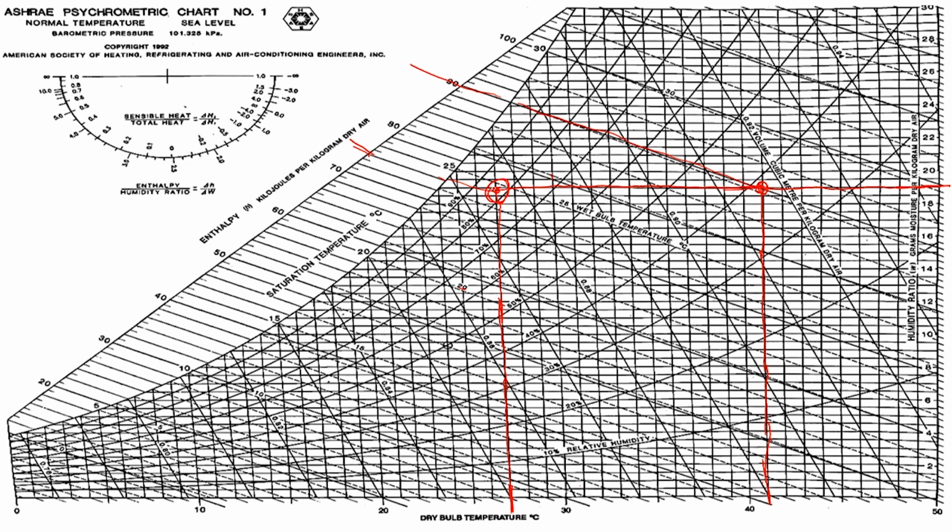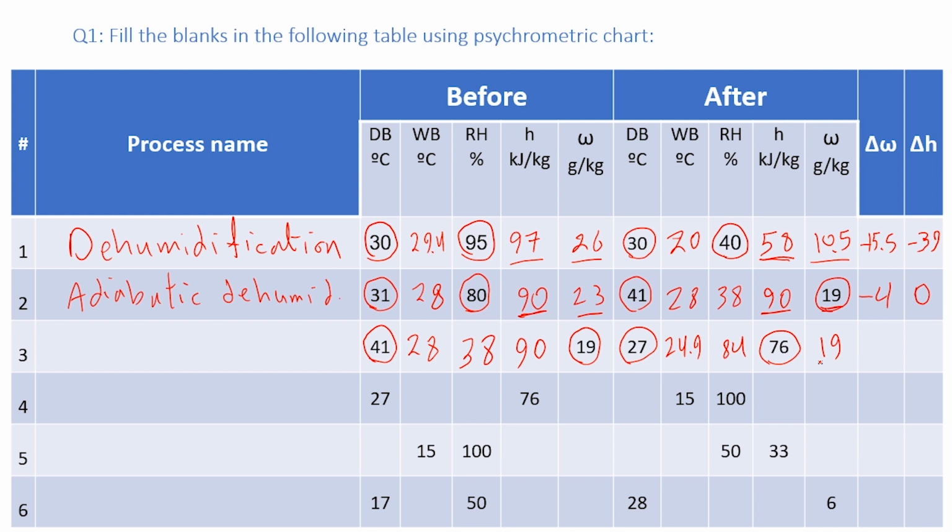We can see here that both points have the same omega value, meaning that they are on the same horizontal line. So there is no addition or removal of water. The absolute humidity is constant. So this process is going from the right to the left in a horizontal line, which is known as sensible cooling. In this case, delta omega is 19 minus 19, which is 0. Then enthalpy is 76 minus 90, which is minus 14. And the process is sensible cooling.